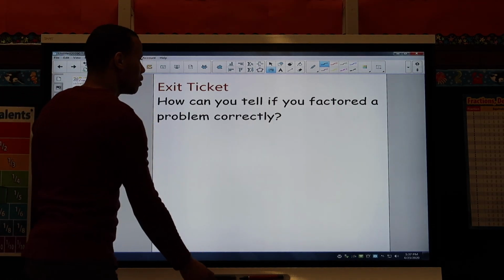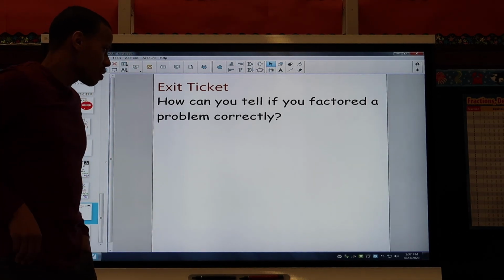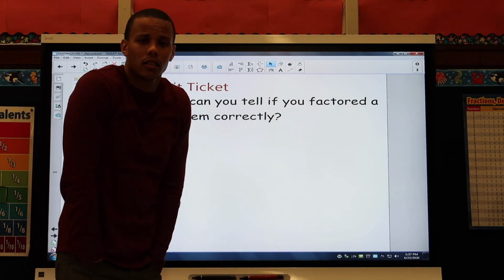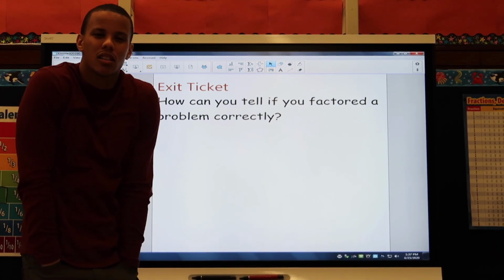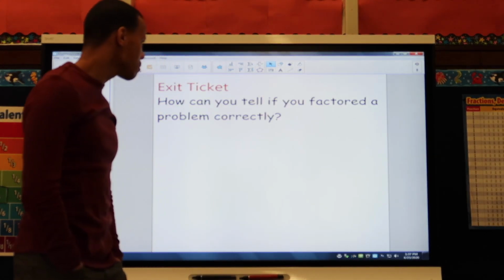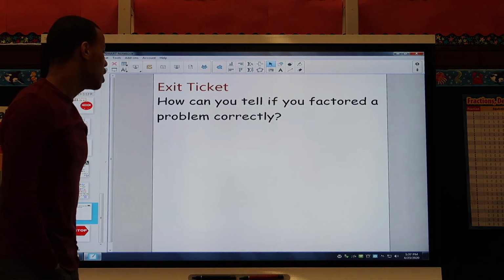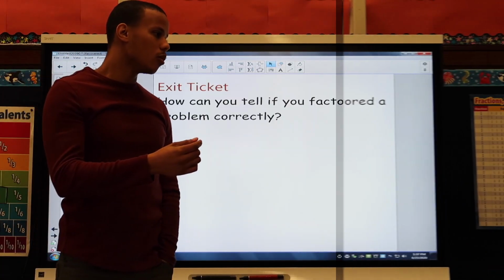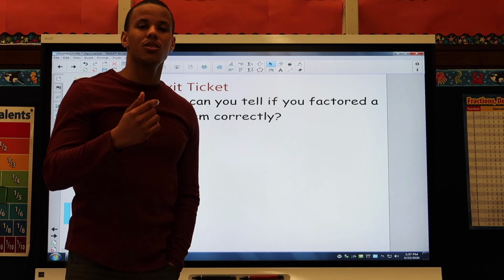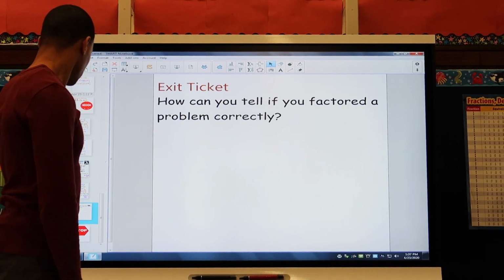And then for the next one, that's kind of something that you should be doing just so you're not kind of like guessing. It's like hoping for the best when you do these problems. It's like, how can you tell if you factor a problem correctly, right? So if you multiply the 2, it should give you what you started with, okay?